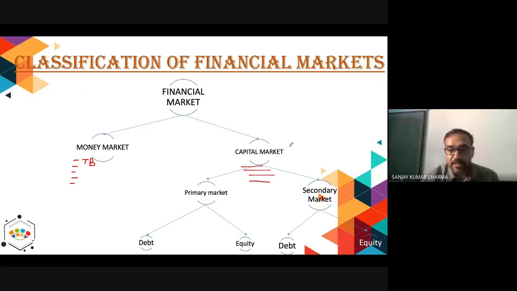And here in bracket you can write long-term securities. Please write here long-term securities and write here short-term securities. Done? Yes, sir.